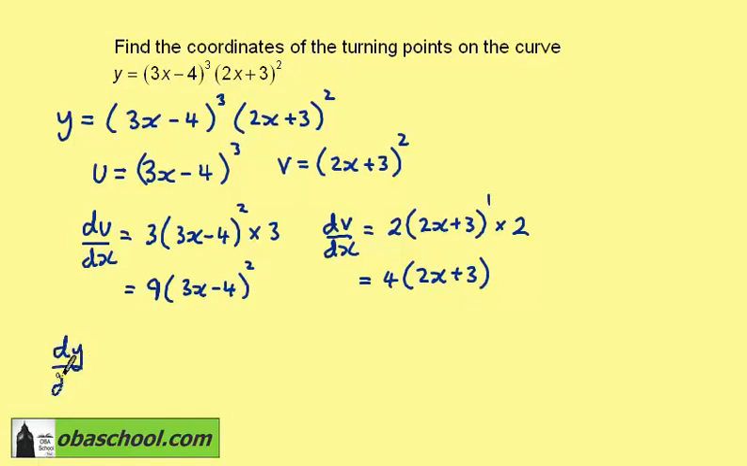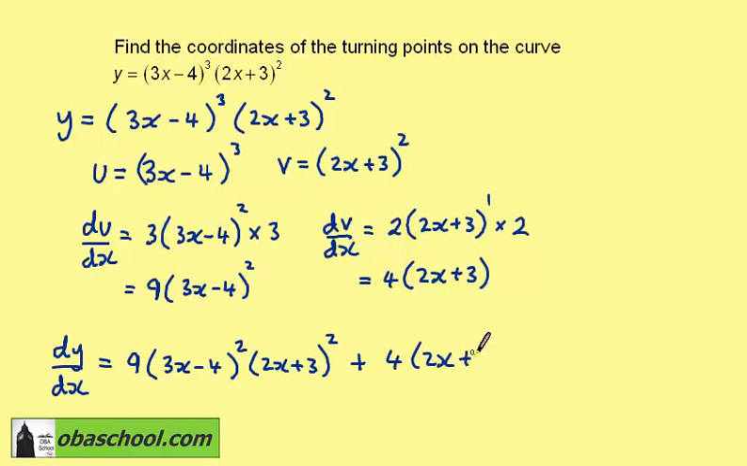Now dy/dx is equal to v times du/dx, which is 9(3x − 4) squared times (2x + 3) squared, added to u times dv/dx, which is 4(2x + 3) times (3x − 4) cubed.